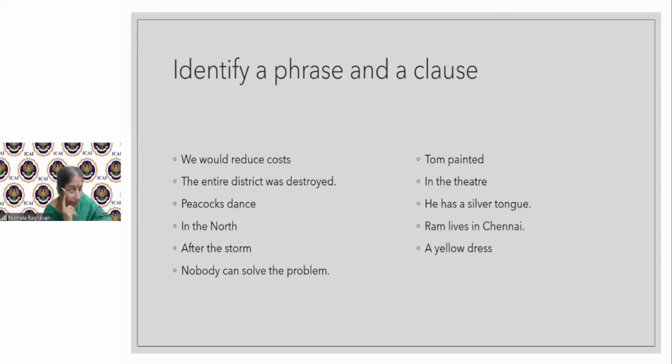Yamini, I just now said a main clause is a group of words that has a complete meaning. It has a subject and a predicate. It also has a main verb. Whereas a phrase is a group of words which gives you additional meaning to the main clause.